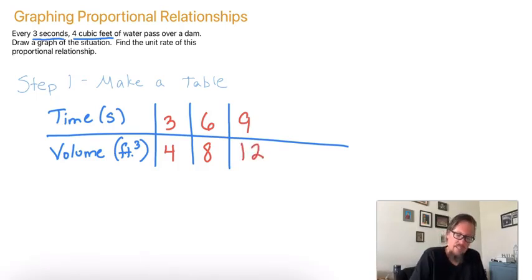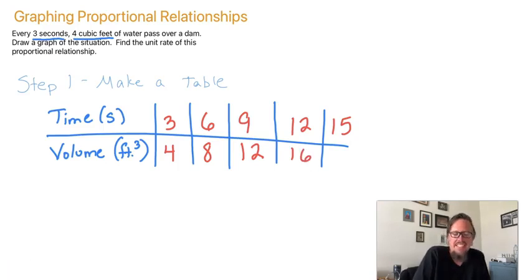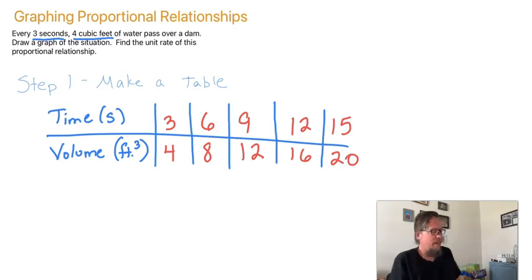I don't really know how many we should do. You know what? Let's just do that many, because that's how long I drew the table. So 3 more seconds later would be 12 seconds and 15 cubic feet. And then 3 seconds after that would be 15 seconds. Oh, already made a mistake. Did you know that 12 plus 4 is not 15? 12 plus 4 is 16. And then 16 plus 4 is 20. All right, there we go. Now we've got a table with our time and our volume.